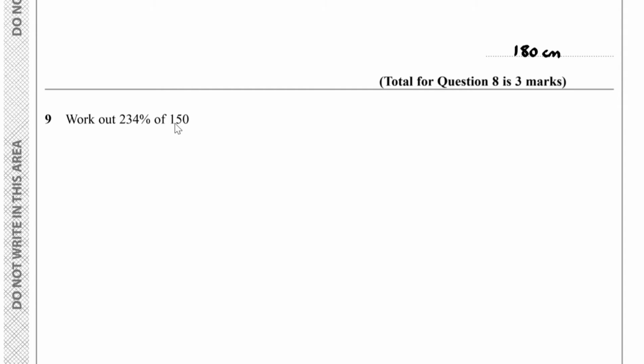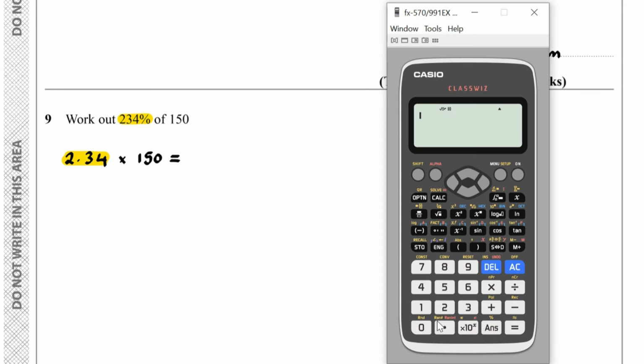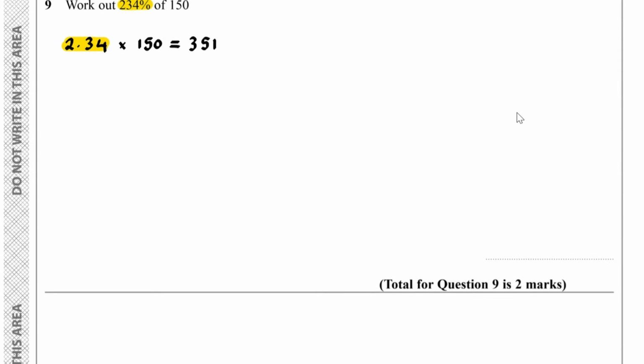Question number 9, we have to work out 234% of 150. Well, 234% is the same as 2.34 as my decimal multiplier. And then I need to times this by 150. So we've got 2.34 times 150, and we get 351. So we have 351.